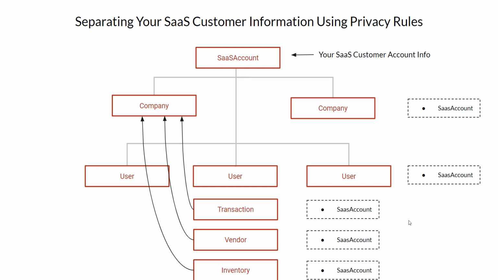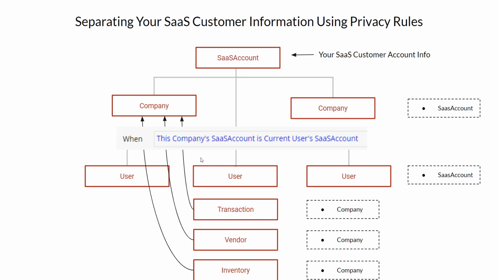And the way that we do that is, rather than have a SaaS account field on these data types, we actually have a company field on the data type, so that each time that you create a transaction or a vendor or an inventory or whatever else it is, rather than point directly to the SaaS account, you're pointing to a company that data belongs to. What you might be thinking is, well, if we remove the link to the SaaS account from these data types, then that means that we're kind of losing that link. Well, actually no, because this privacy rule on the company is making sure that only the companies that can be selected belong to the same SaaS account as the user.